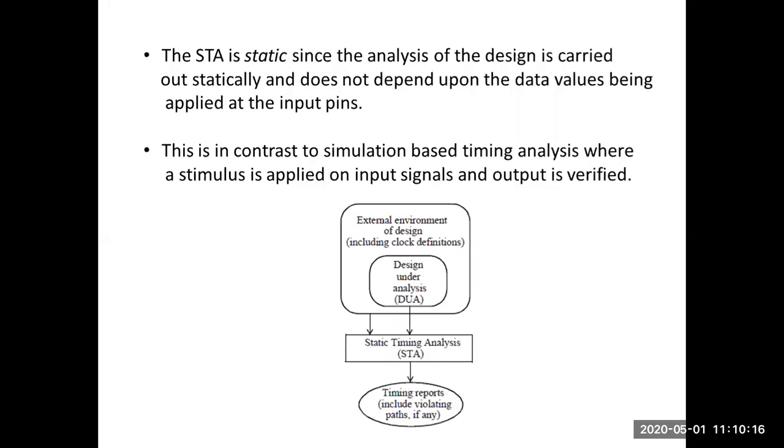This is the flowchart of static timing analysis. In this, we have a design under analysis, called DUA, and we give the external environment to our design. This external environment consists of the clock definition, your setup definition, your hold values, your supply voltages, and the design under test is your circuit. The output of this is given to the static timing analysis. After that, the output from the STA is generated in the form of timing reports. If any violation occurs, it is flagged in the output report. So we can analyze the output report to find where the violation has occurred or not.